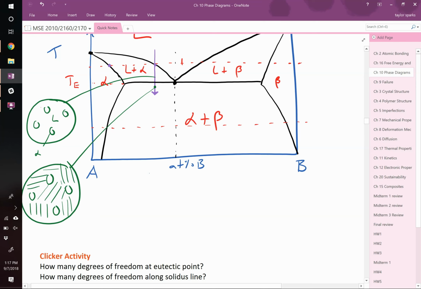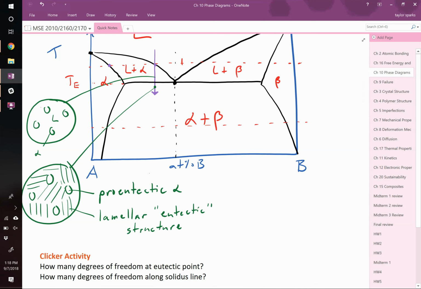And we'll talk about the lamellar structure in a minute, okay? So these chunks that formed before we call proeutectic alpha, and then this is lamellar structure, or eutectic structure. Sometimes they call it just the eutectic structure. We'll talk about why it forms these sort of stripy structures in a minute, okay? Any questions so far? Thomas.